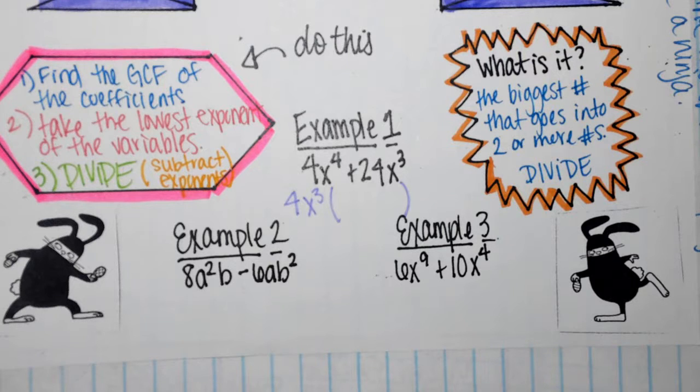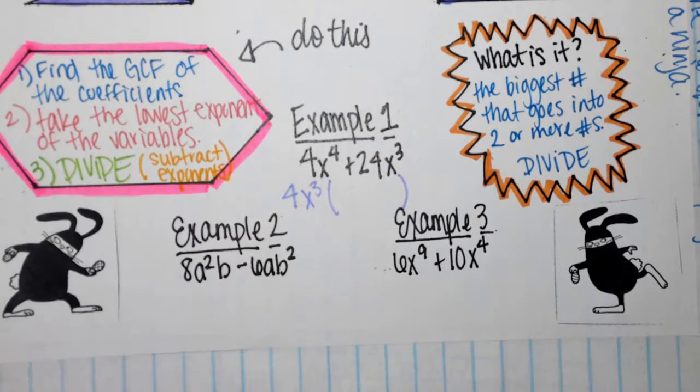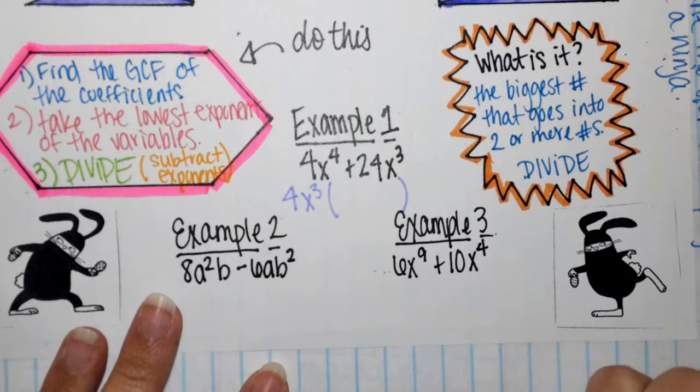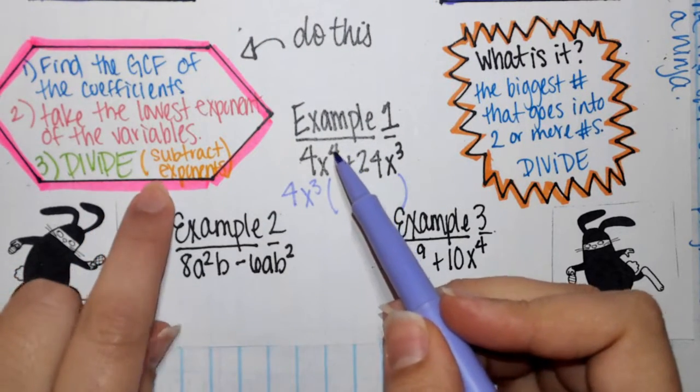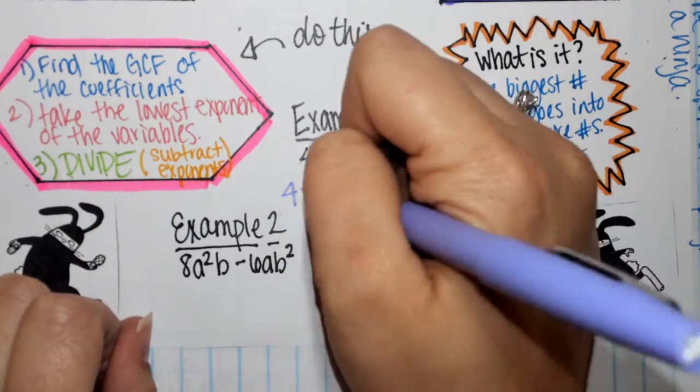Our last step is to divide. So we divide both terms by our GCF. This number that we got right here, we divide both of those by it. So we have 4 divided by 4, and what do we get? So we don't have to write anything. And it says subtract the exponents. So what's 4 minus 3? So you get x.